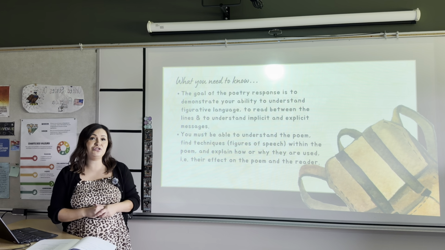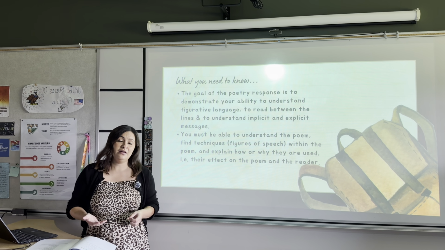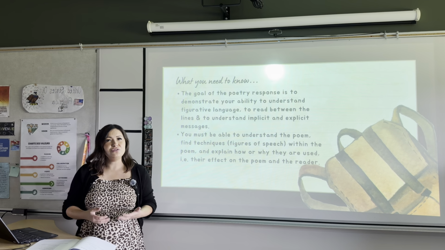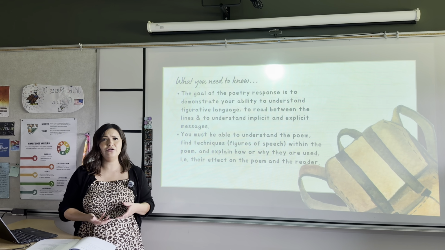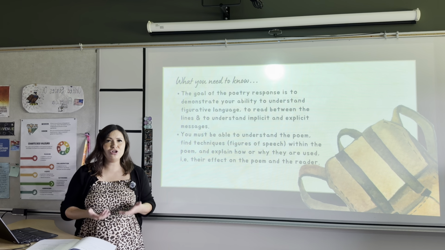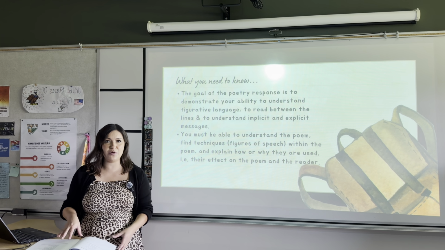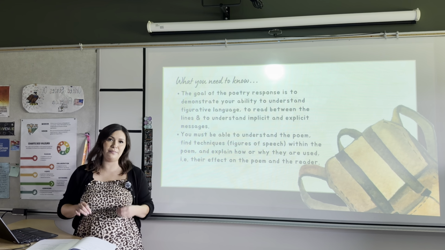So it's not just being able to give the definition of what is a metaphor, but do you know what effect they have on the message of a poem? Like, why would an author use a metaphor? You should be able to do that. And in a poetry response, we're looking for you to demonstrate that ability.